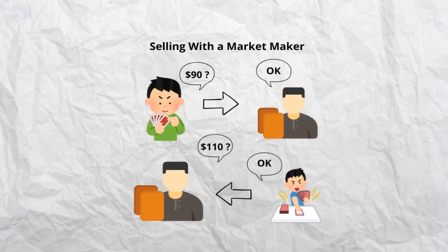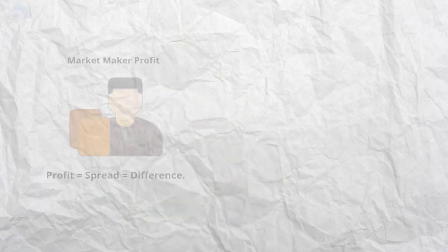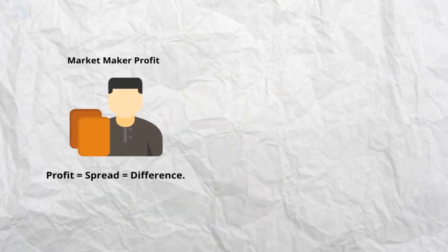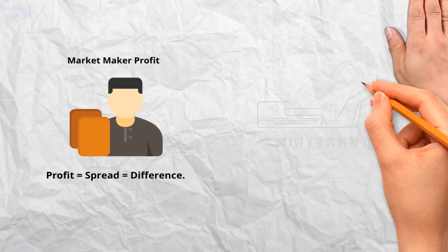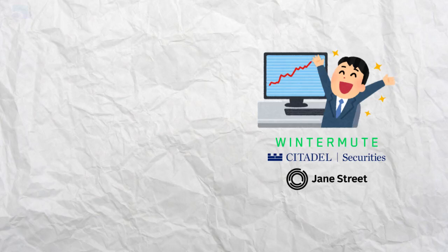With a market maker, the store owner, you can walk in anytime, sell immediately at their buy price, maybe $90, or buy immediately at their sell price, maybe $110. The market maker makes a profit from the spread, the difference between their buy and sell prices, $20 in this example. In traditional exchanges, market makers are professional trading firms like Wintermute, Citadel Securities, or Jane Street.